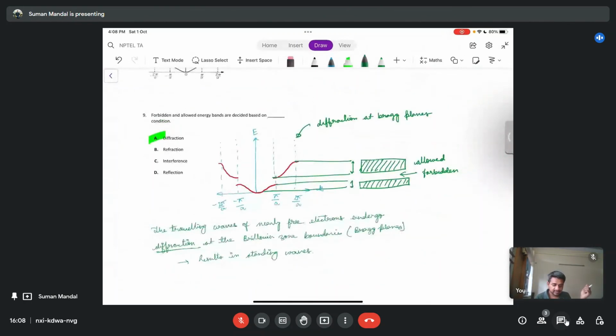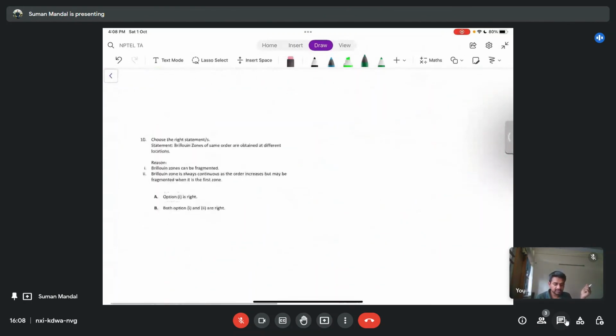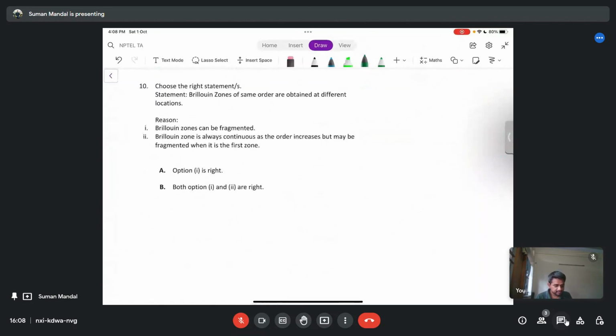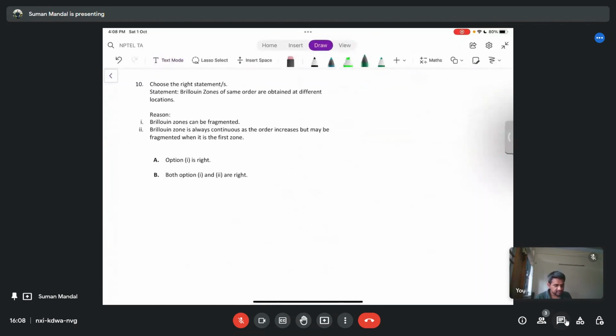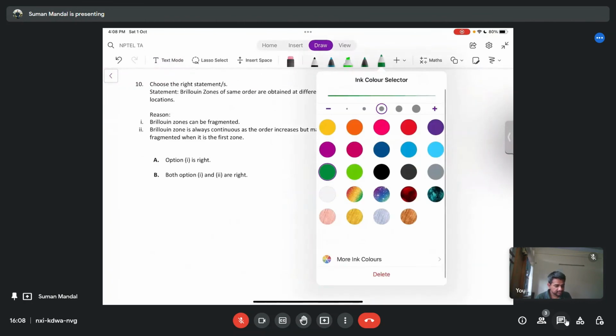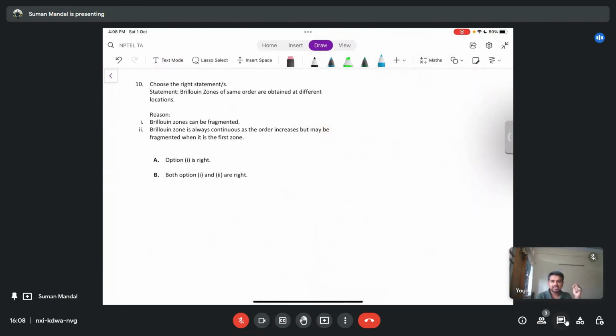So we have one last short question to end this class. To choose the right statement: the Brillouin zones of the same order are obtained at different locations. What is the reason? Is it because Brillouin zones are fragmented, or the Brillouin zone is always continuous as the order increases, but may be fragmented when it is the first one?